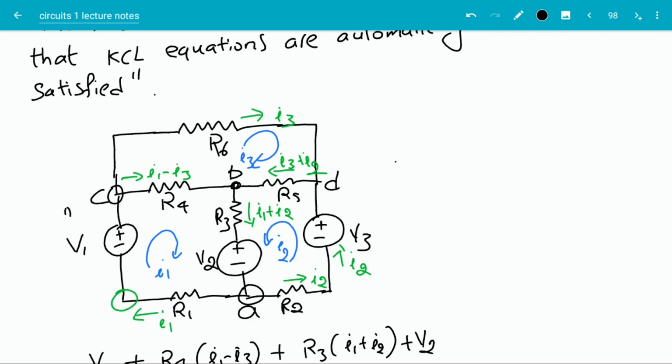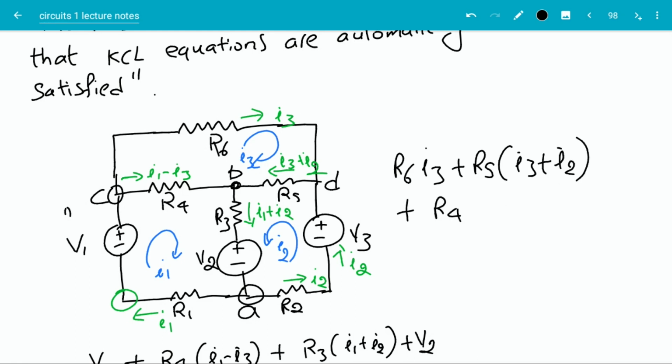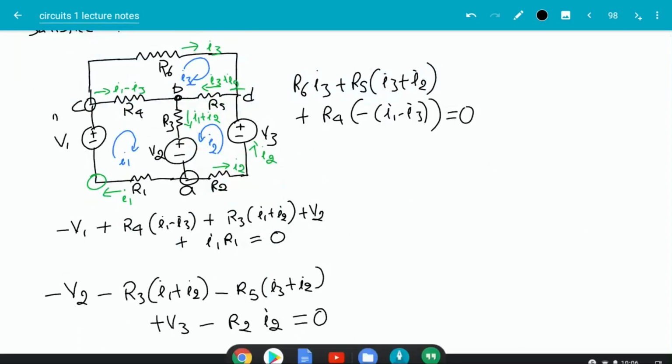Starting at C, going clockwise. Voltage drop from left to right across R6 is R6 times I3. Coming down, voltage drop across R5 from right to left is R5 times I3 plus I2, plus voltage drop across R4 from right to left is R4 times the current from right to left, that would be minus of I1 minus I3, and that should be equal to 0. So now I have three equations and three variables which I'll be able to solve, and that's the mesh current method.